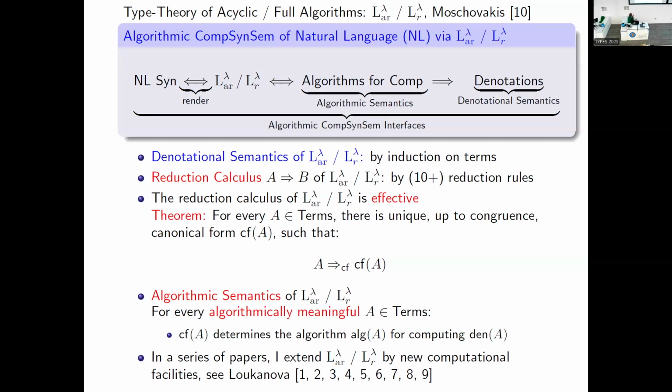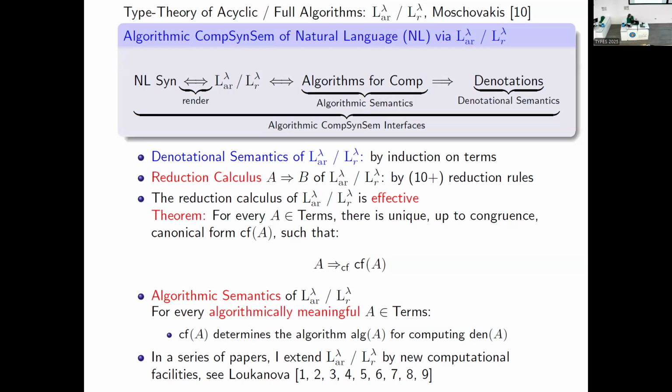This theorem shows that for every algorithmically meaningful term, because there are some so simple terms that do not designate any algorithm, they just denote whatever they denote directly with 0 steps by the variable valuation function. So for every algorithmically meaningful term in this type theory, this canonical form determines the algorithm for computing the denotation of A. So the canonical form of A actually can be considered as the algorithm in a syntactical way.